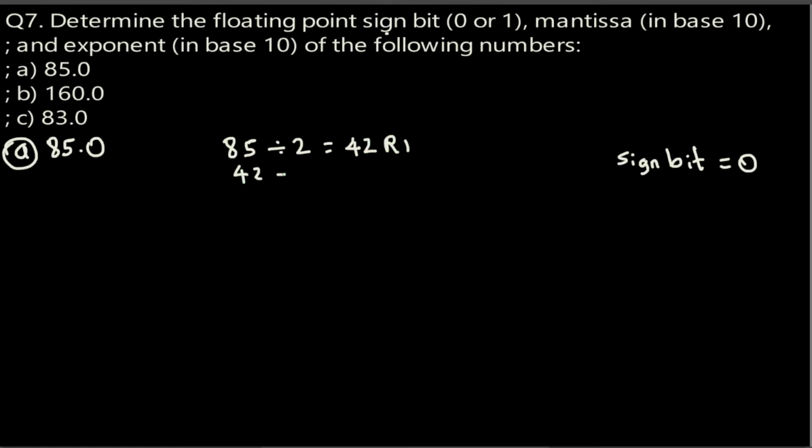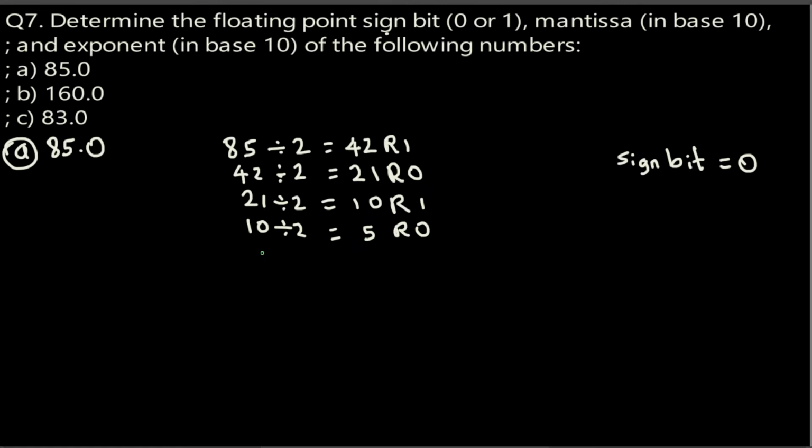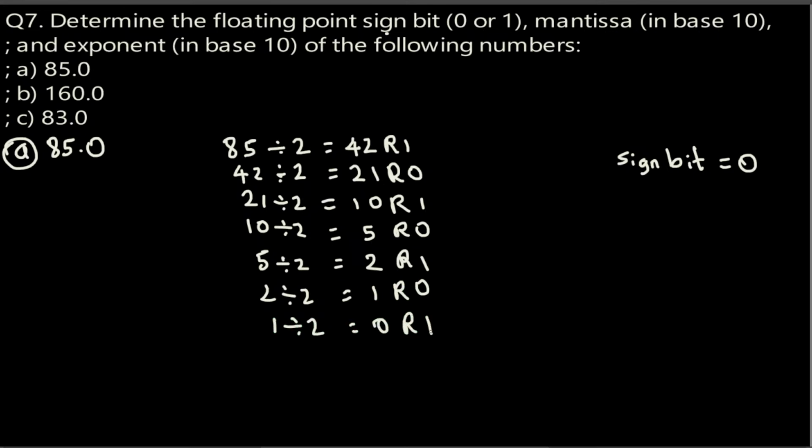And then 42 divided by 2, that is 21, and the remainder is 0. And 21 divided by 2, that is 10, and the remainder is 1. And then 10 divided by 2, that is 5, and the remainder is 0. And then 5 divided by 2, that is 2, and the remainder is 1. And then 2 divided by 2, that is 1, and the remainder is 0. Then 1 divided by 2, that is 0, and the remainder is 1. And then we read from the bottom. So this is going to be 1 0 1 0 1 0 1.